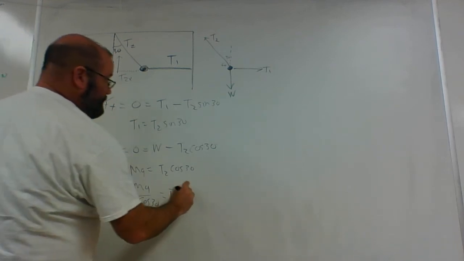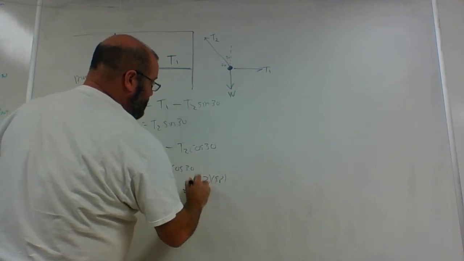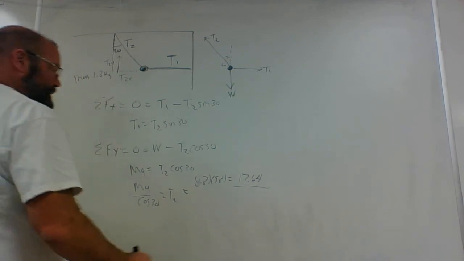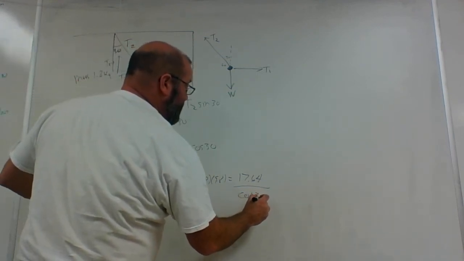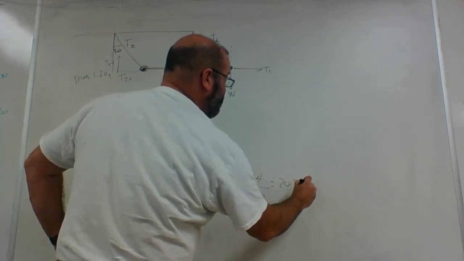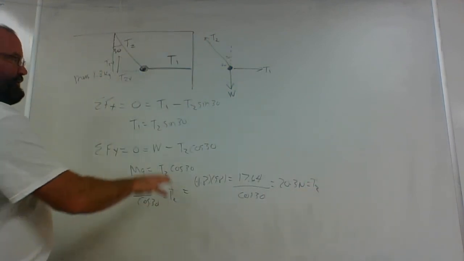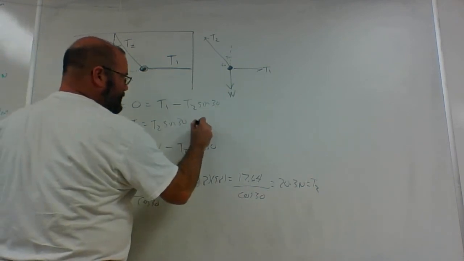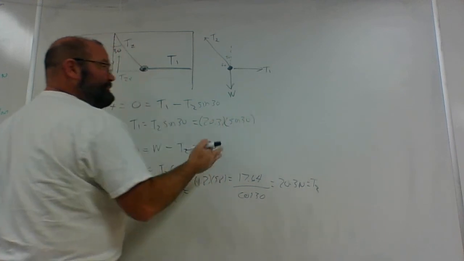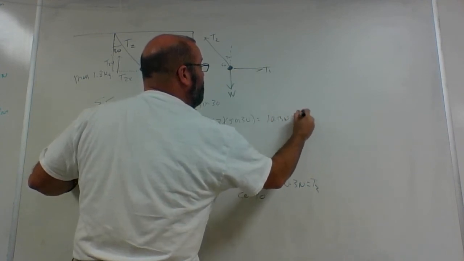Now the weight, in this case, is going to be 1.8 times 9.8, which is 17.64, over cosine of 30, and that gives me a value then of 20.3 newtons for T2. Once I have that value, I can simply substitute it back in here to find T1. So T1 should be equal to 20.3 times sine of 30, which is a half. So we should get about 10.15 newtons for T1.